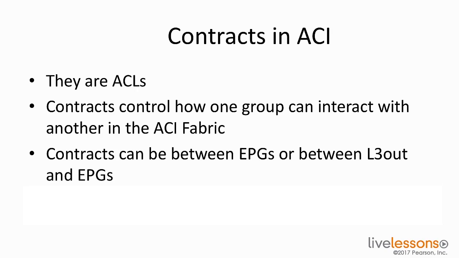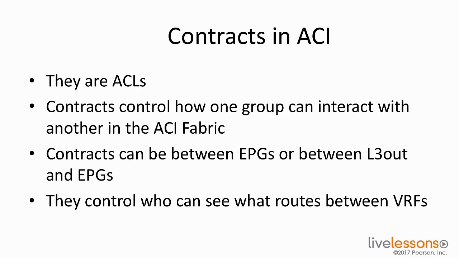They can also control how a group of devices talks to the outside network. So for instance, between my web servers and all the clients that are accessing my web servers over a layer 3 connection into my ACI fabric. Finally, if I was to create two separate VRFs underneath a tenant, for instance, I had a production tenant and I created a backup VRF and a production VRF, and I wanted all my production devices to be able to talk to my backup servers in a different VRF, I can control who sees what routes between the backup VRF and my production VRFs, and I can do that through a contract.